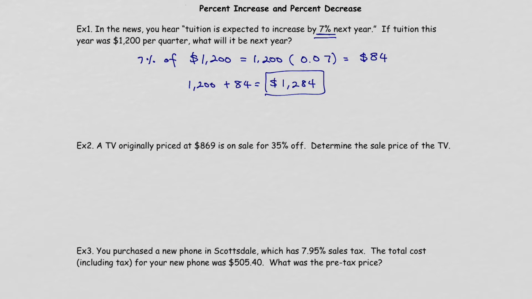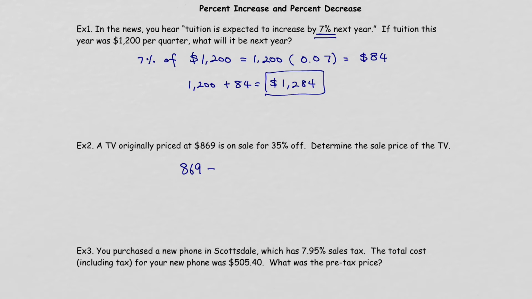If we're looking at example 2, they're asking you to figure out the TV price. The original price is $869. It's on sale for 35% off. So what will be the price after 35% off? You need to find out what 35% of this price is and then subtract it from the original price, right? So pretty much you're doing 869 minus 35% of 869.